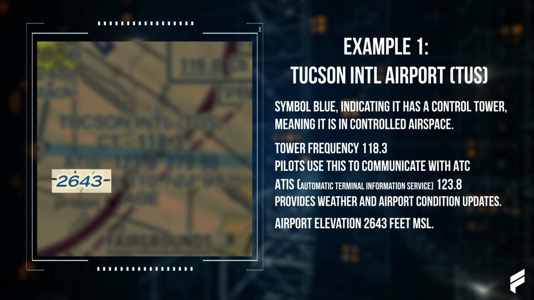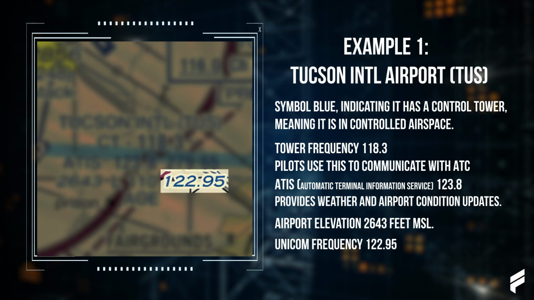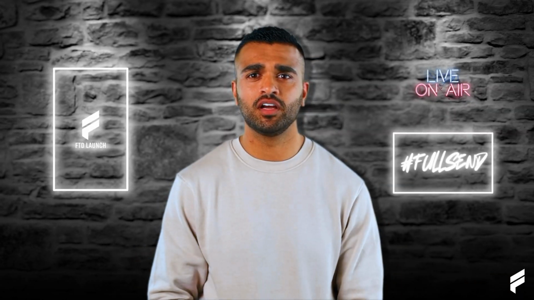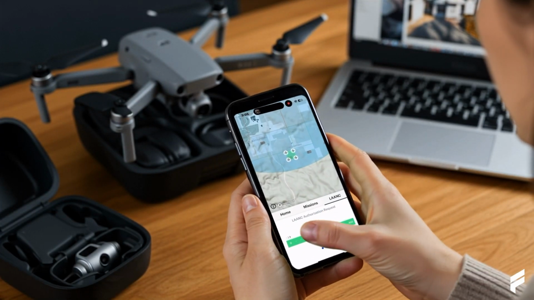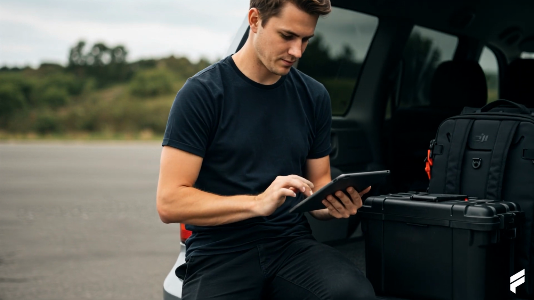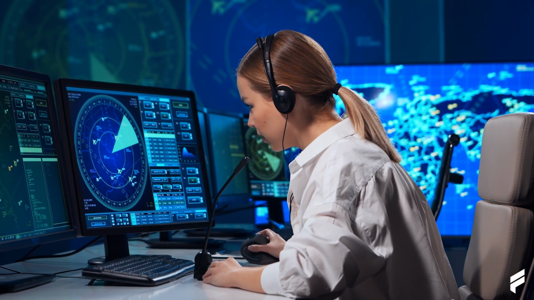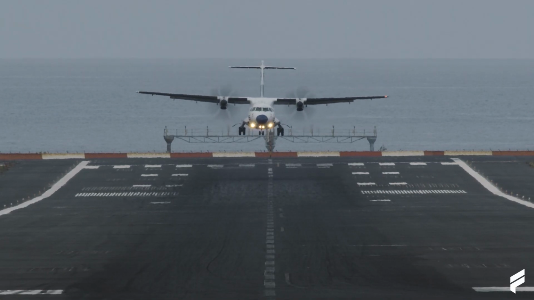Airport elevation 2,643 feet MSL. Unicom frequency 122.95, used for general aviation communications and services. Because Tucson International Airport, TUS, is in Class C airspace, drone pilots must request FAA authorization through LANCE or the FAA Drone Zone before flying in the area. The presence of controlled airspace means the airspace is actively managed by air traffic control to accommodate large amounts of commercial and general aviation traffic.